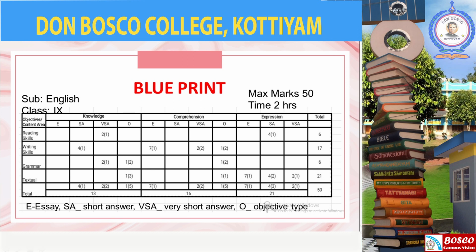If you check at the objective level, for knowledge I gave 13 marks, for comprehension 16 marks and for expression 21 marks. So it should tally. The marks for content areas and the marks for objectives should tally with each other. In this particular blueprint, a total of 21 questions are there and the marks for this test paper are 50. In this way you must prepare a blueprint.